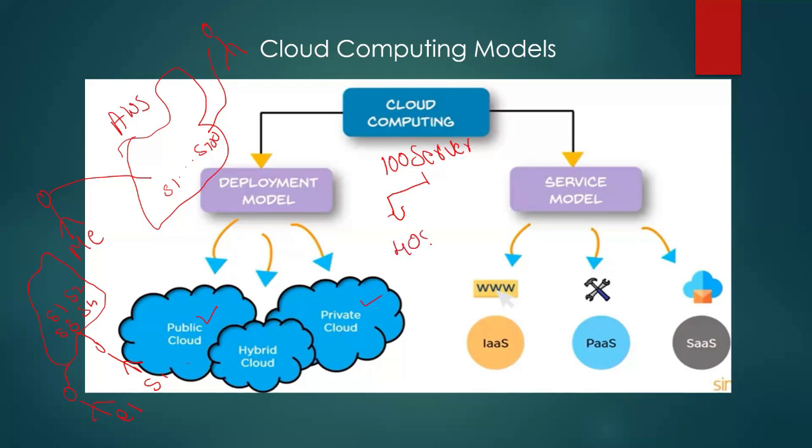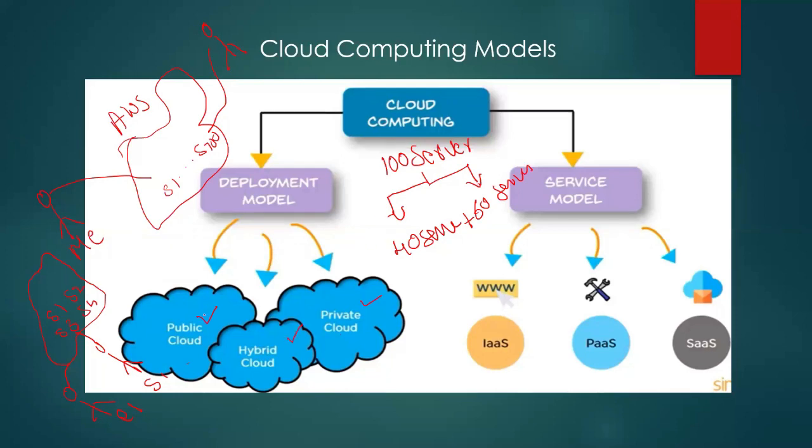So now this IT project requires 100 servers, and 40 servers are already available with them. They will use those, and the remaining 60 servers, they will take from cloud vendors like AWS or Azure. Now this kind of arrangement is called hybrid cloud, because it is a combination of private cloud and public cloud. We call this kind of arrangement hybrid cloud.